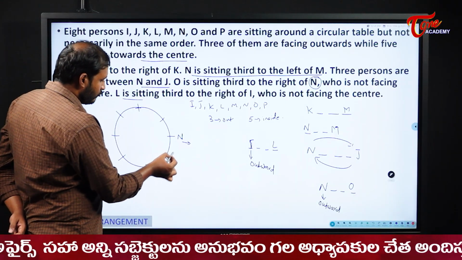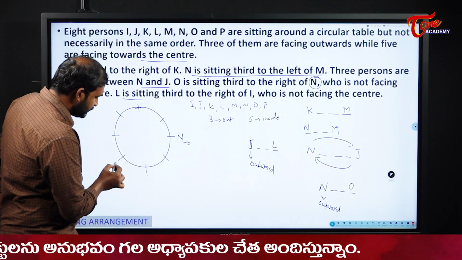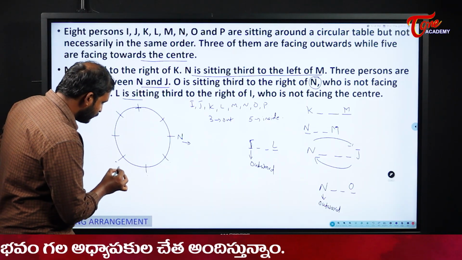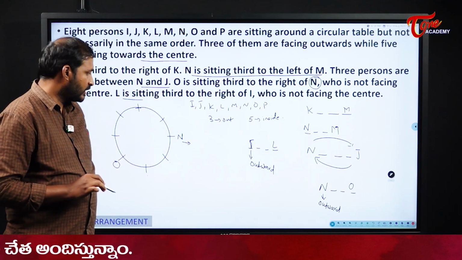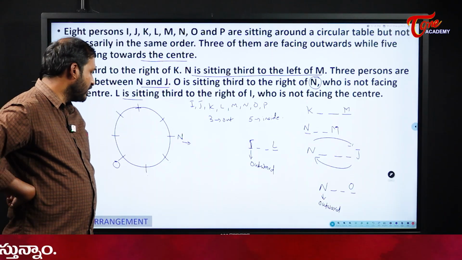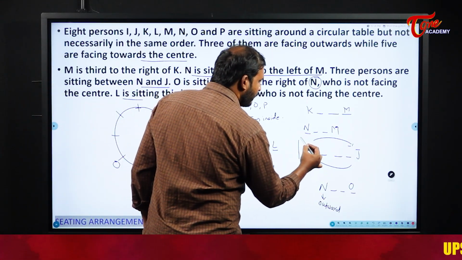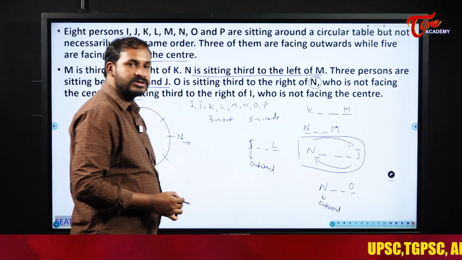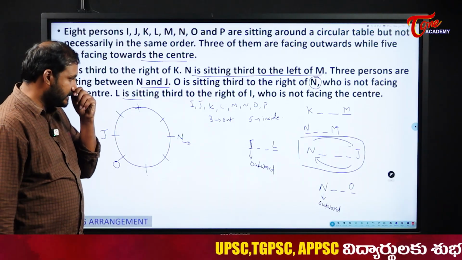1, 2, 3. Third right, not second right. Third right, I will have O. I don't know which direction O was facing as of now. Okay. Between N and J, I should have 3 persons. Between N and J, I should have 3 persons means exactly opposite, right? N and J are opposite to each other. So, J will come here. I don't know which direction J was facing here.